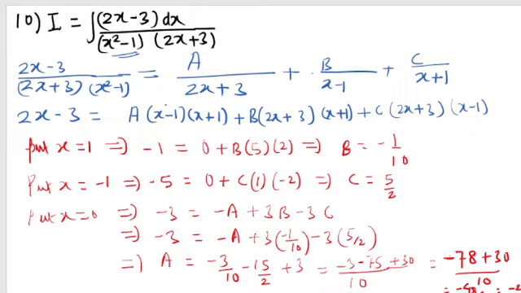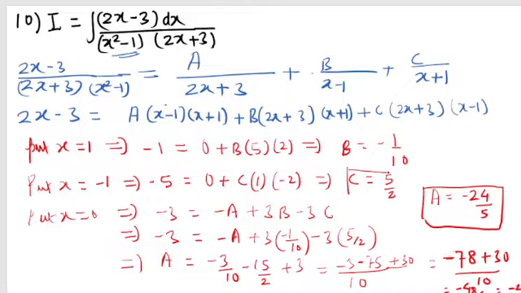So these are the values of A, B, C. So here I am writing A is equal to what we got? A is equal to minus 24 by 5. C is equal to 5 by 2. B is equal to minus 1 by 2. Got it? So now we have to just write our final answer because we have all the values.